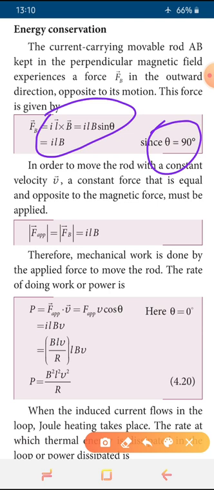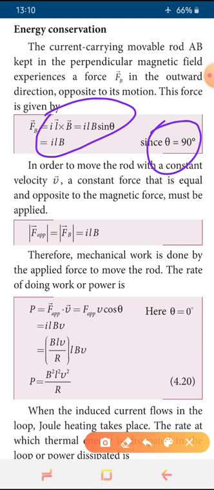So in order to move the rod with the constant velocity V vector, the constant force is equal and opposite to the magnetic force. The constant force is equal to what? Opposite to the magnetic force. Then we can write the equation: magnitude of applied force F vector is equal to magnetic field force F_B vector, that is equal to BIL. Both are equal, so both the equations are the same.